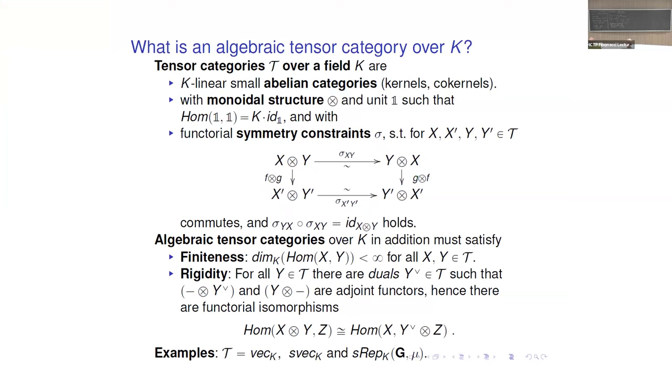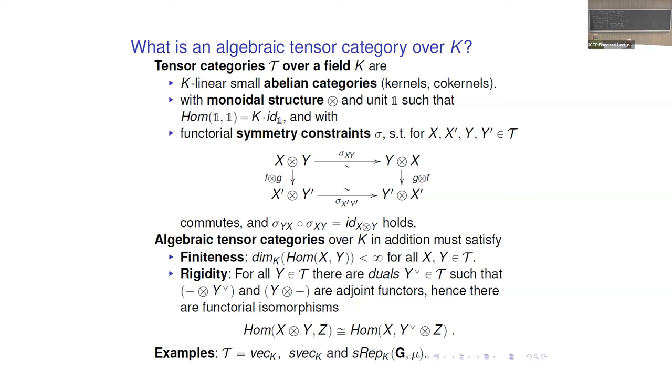Sigma, we just saw two examples: where sigma is the plain exchange, it gives you the category of vector spaces, and with this twisted Koszul epsilon, it gives the tensor category of super vector spaces. And then if you want to talk about an algebraic tensor category, you require that all Homs are finite dimensional. They are vector spaces, and you require that you have a dual object, which is the Tannaka dual, I'll explain in a second.